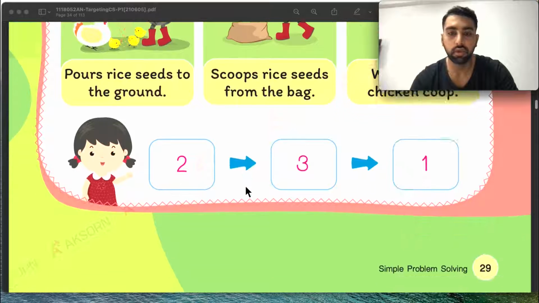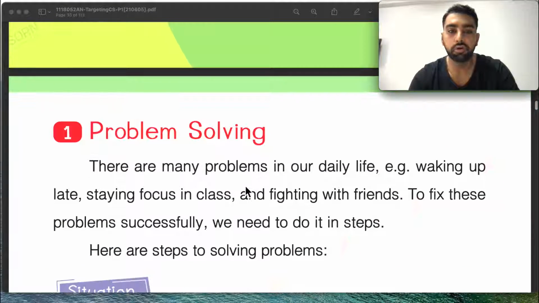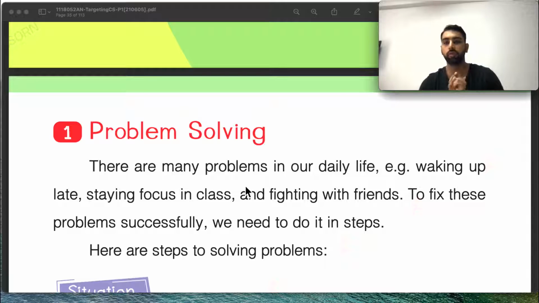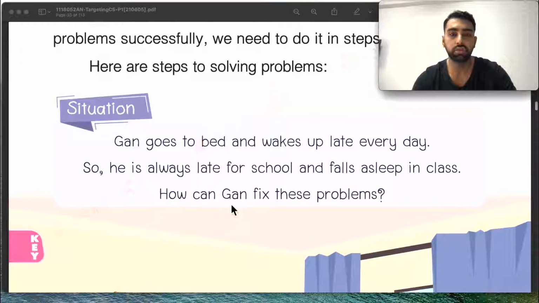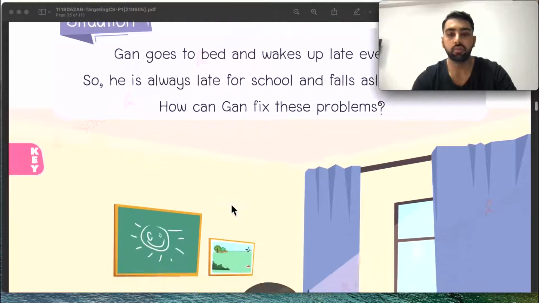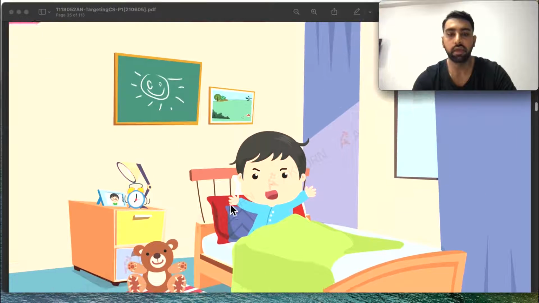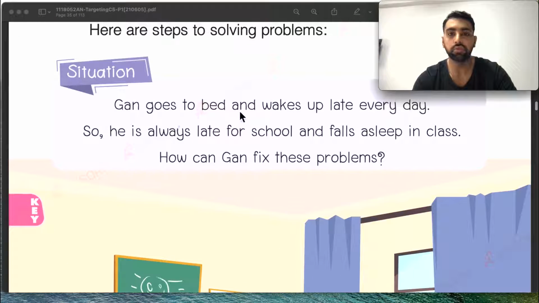Alright, there are many ways of problem solving, so we can use different ways. There are many problems in daily life: waking up too late, staying focused in class, fighting. And in this situation there is one more problem. This guy, his name is Gang, goes to bed and wakes up late every day. So he is always late for school and falls asleep in the classroom. How can Gang fix this problem?